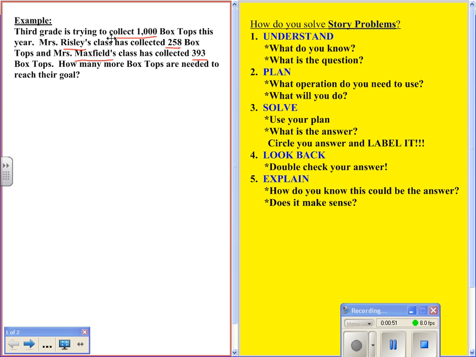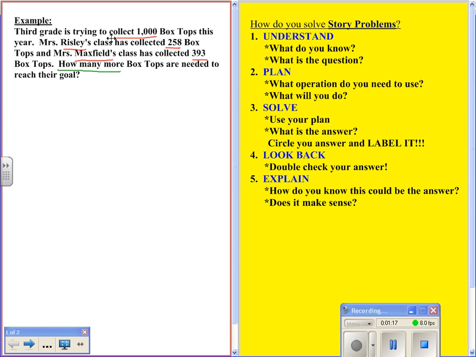And we have spent a lot of time this year talking about key phrases that will let us know whether you add or subtract. And I see one of those key phrases in the question, and that is how many more. And when I see how many more, I know that I will need to eventually subtract. So I know that I need to subtract 258 from 1,000 and 393 from 1,000.